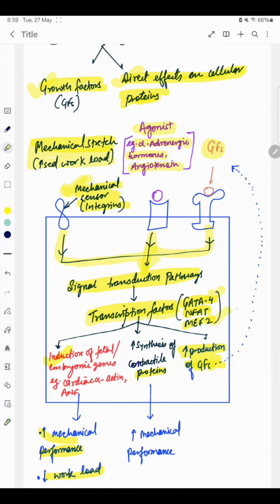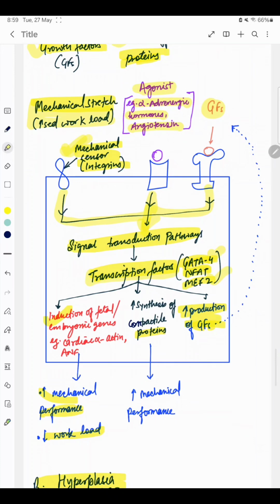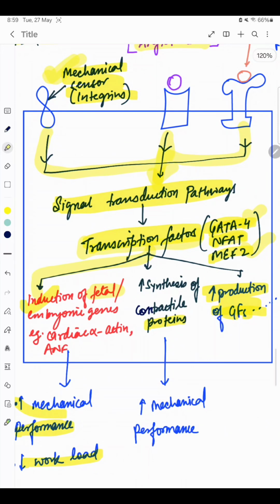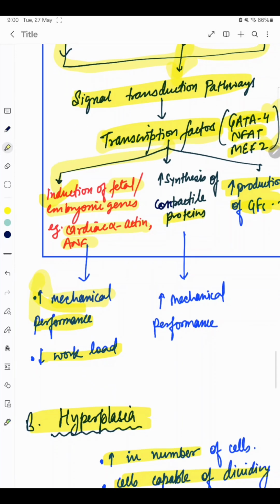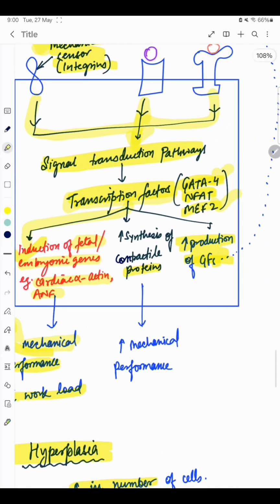NF80, MAP2, and they result in induction of fetal embryonic genes, for example cardiac alpha actin and ANF, which result in increased mechanical performance and ultimately decrease the load on the organ.